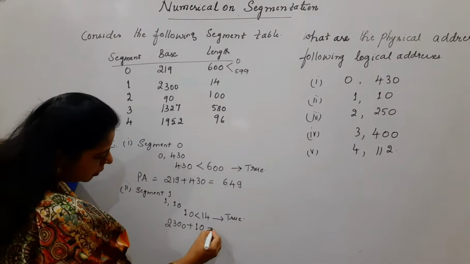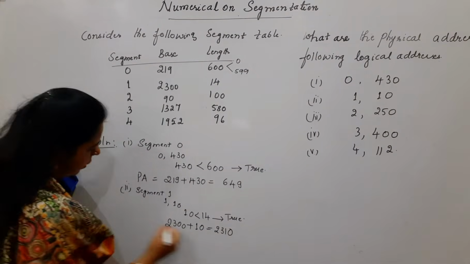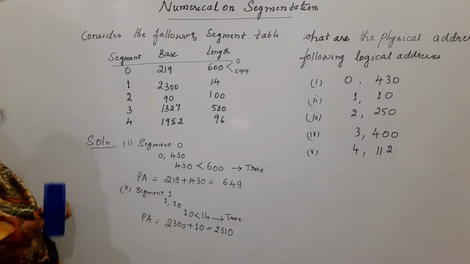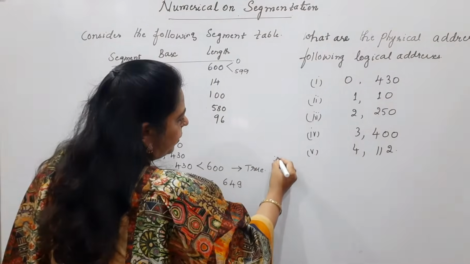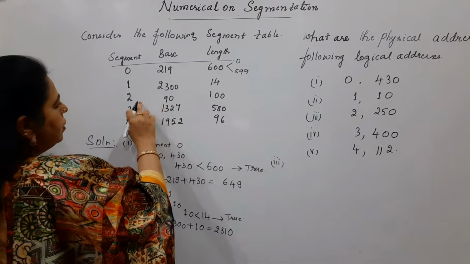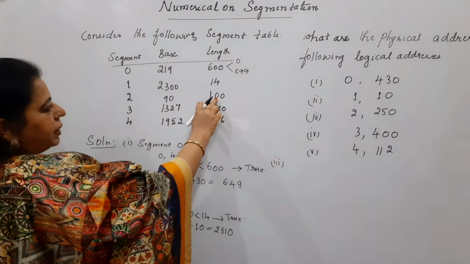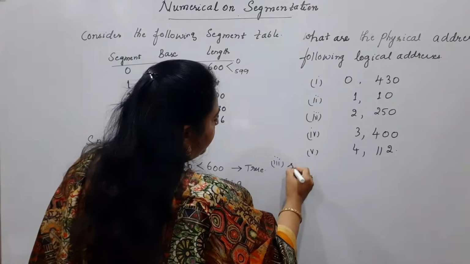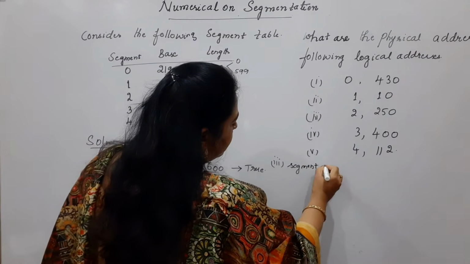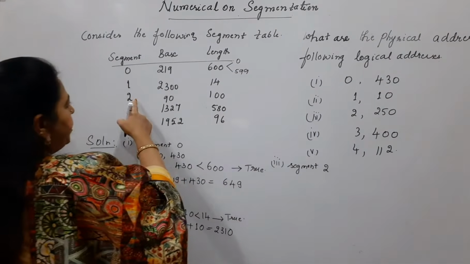So it becomes 2310. This is your physical address. Next you carry out the third segment. Third segment is given as what? 90 here, and the length of the segment is 100. In this case, we are doing it for the third segment, but numbering starts from 0. So it is segment 2 here.